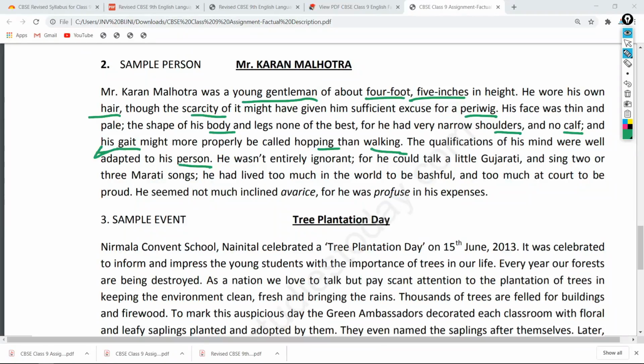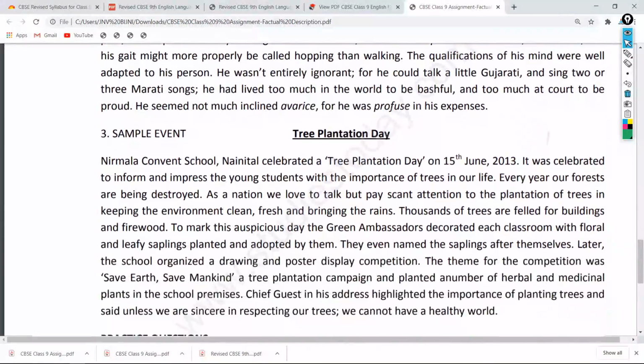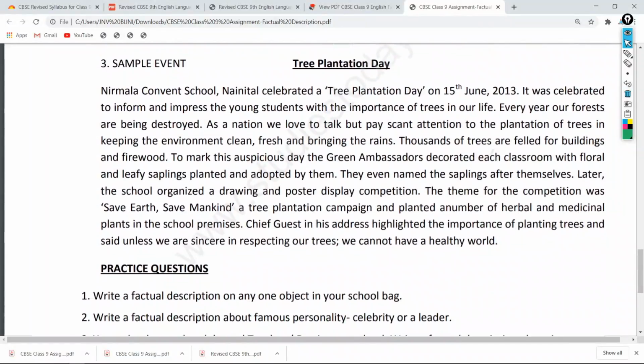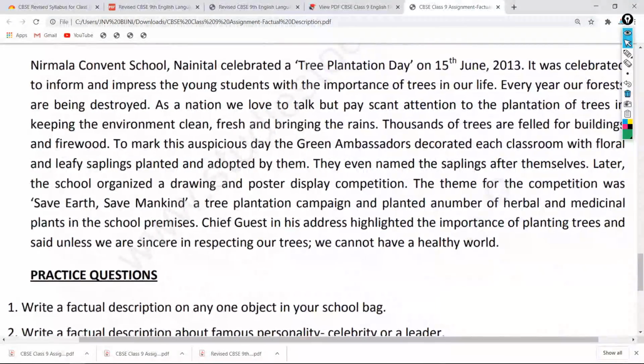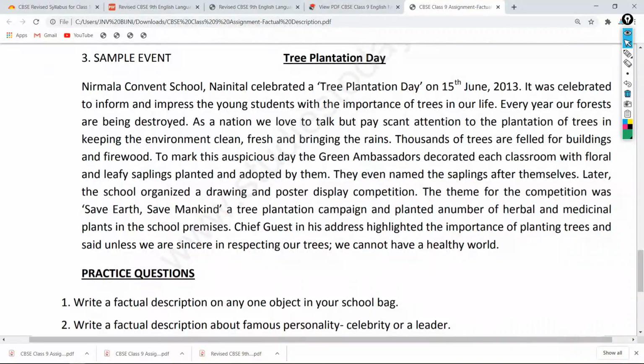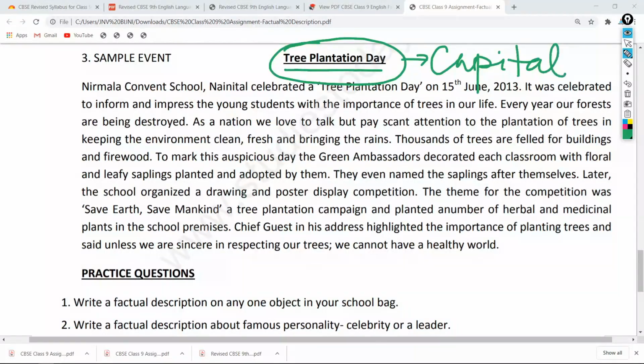Third, we will be going to the event, and this will be our end. Let us go to the third part. So here we go. Let us continue. When you are writing the heading, it is better that you write the heading in capitals.